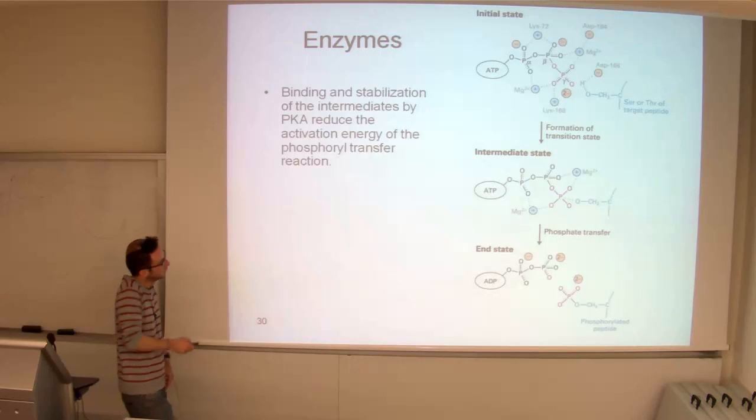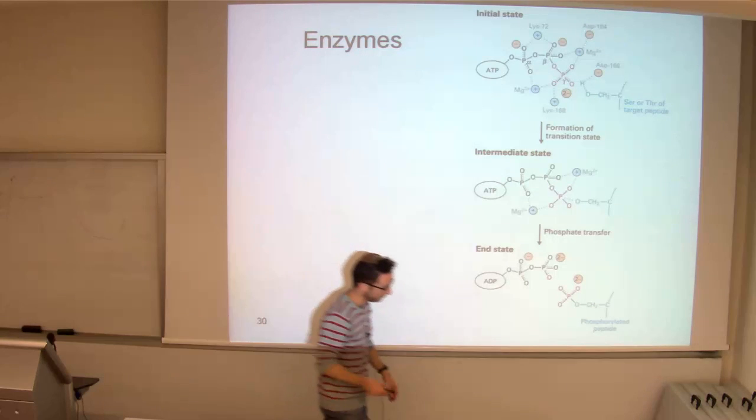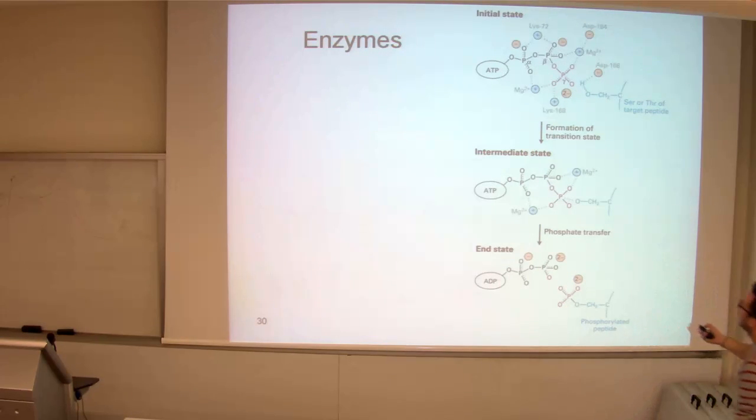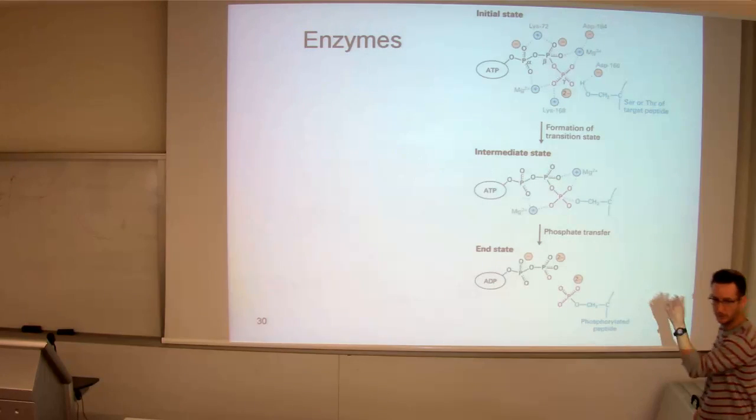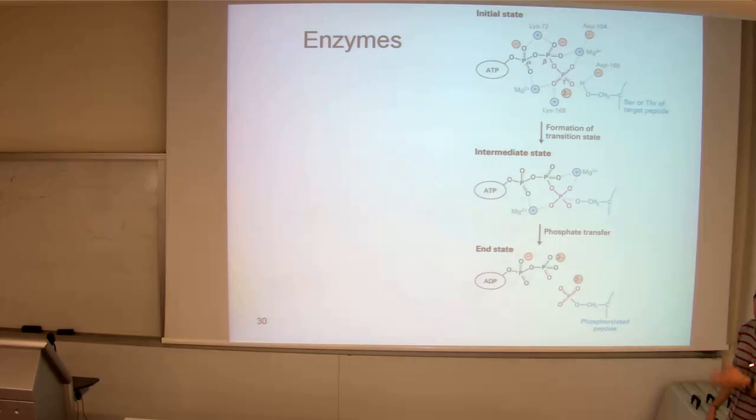Okay, so first, this is ATP in black. The first two phosphates, and the last red one is the third one that is going to be transferred to the target peptide, here in blue. Only one amino acid from it, but the rest of the peptide is right here. And all the charges here are charges of amino acids that are part of the active site of PKA. So this is the initial state.